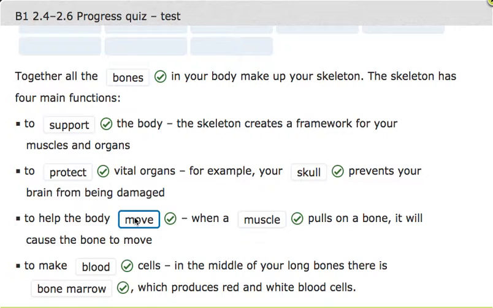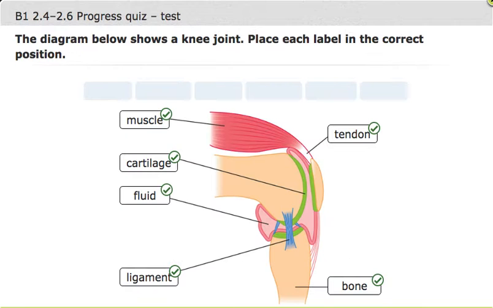Helps us move. We've talked about muscles pulling on bones, causing us to move. And then lastly, it makes blood cells. That's one that maybe people didn't know so much about. Okay, in the middle of the bones, there's bone marrow, which produces red and white blood cells.